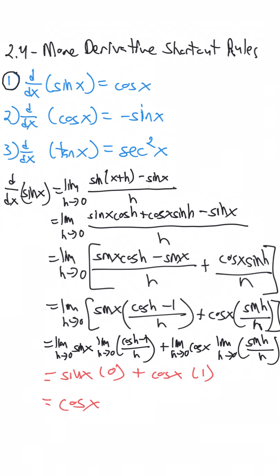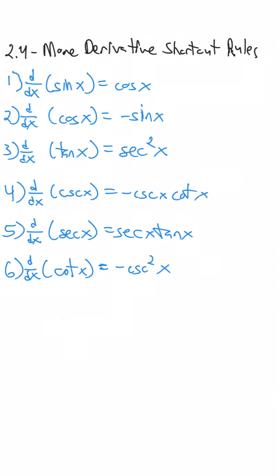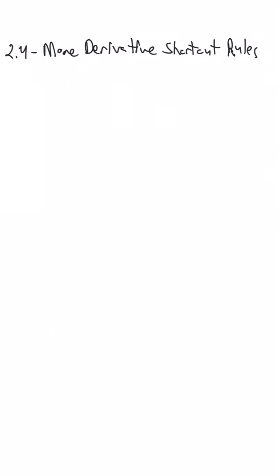So what we've established algebraically here using the limit definition of derivative is that the derivative of sine of x is in fact cosine of x. Again, that's the first rule. There are 3 more rules for you to memorize here. Rule 4, the derivative of cosecant of x is negative cosecant x cotangent of x. The derivative of secant of x is secant x tan x. And the derivative of cotangent of x is negative cosecant squared of x. Memorize these 6 rules in addition to the rules for polynomials and rational functions from 2.3. Now all that's left is to use these rules in some problems.